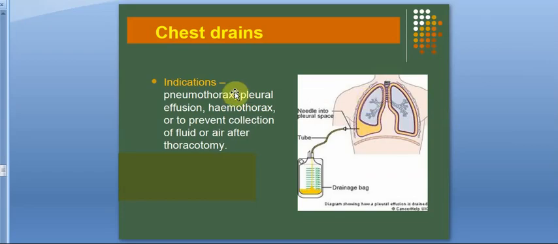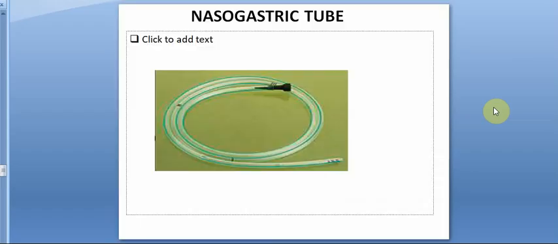Next are chest drains, usually referred to as intercostal drains. Whenever there is a pneumothorax, a hemothorax, that is excess accumulation of blood in the pleural cavity, or a lot of fluid accumulation, you can use a chest drain. They insert the tube into the pleural cavity, and all the excess fluid accumulates in the drainage bag. In detail, you will study intercostal drains in the respiratory system, but remember that this is also a type of drain. It removes excess air, fluid, or blood from the pleural cavity.